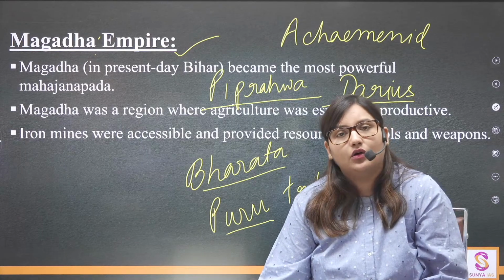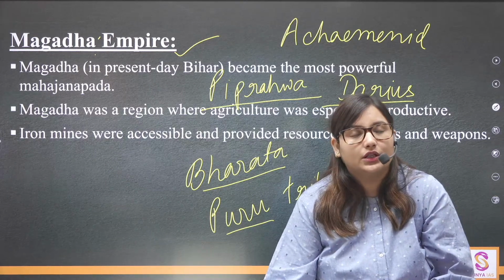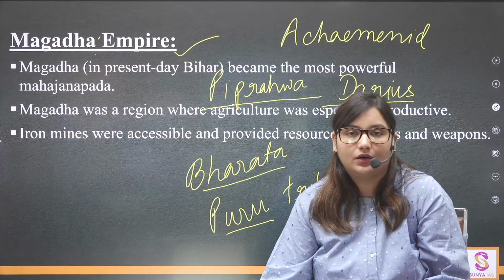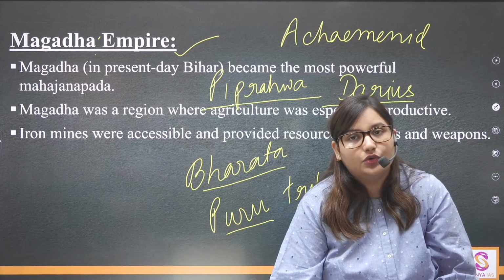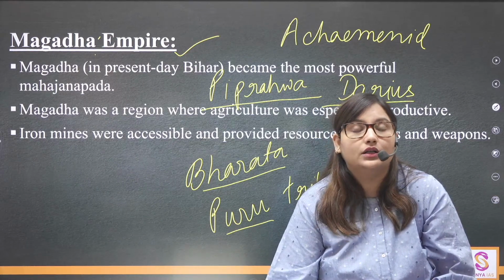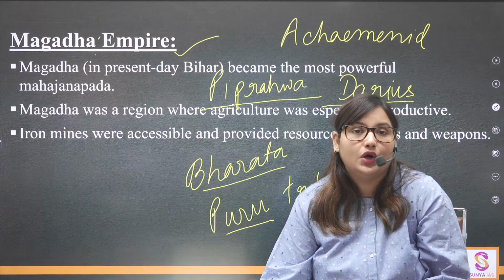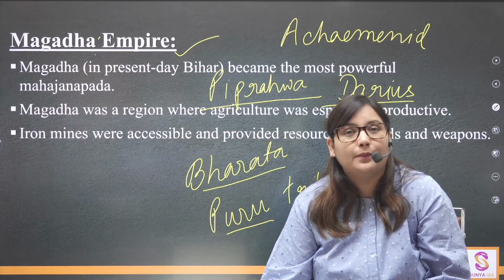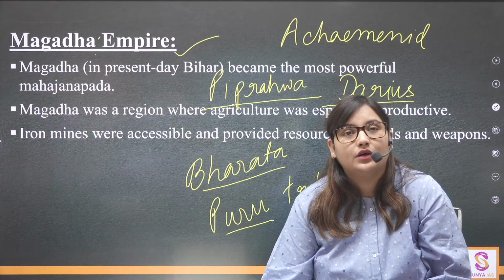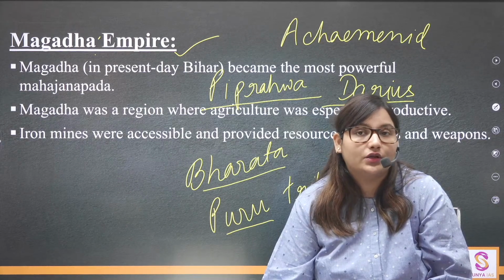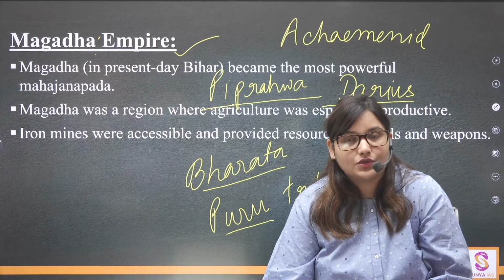Full stop. According to the ancient text, comma, Chedi was ruled by a king named Shishupal. Underline Shishupal, comma, who was an ally of the kings from Magad and Kuru. Full stop. Shishupal was the rival of Vasudeva Krishna.